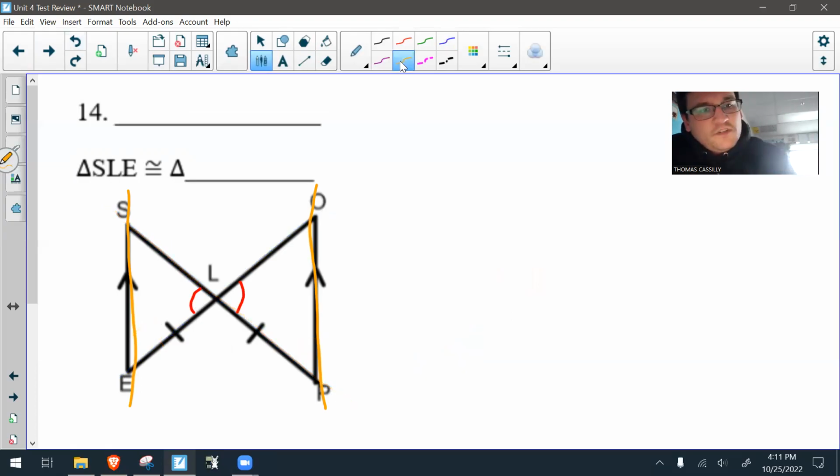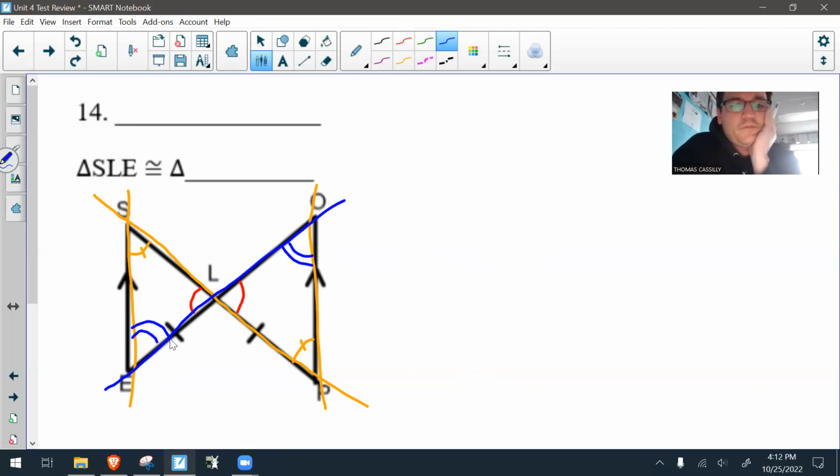Take 2. 14. So we have this transversal. So we know angle P is going to be congruent to angle S. Angle P is congruent to angle S because those are parallel lines. We also have another transversal up here that looks like this. Angle O is going to be congruent to angle E. Now this one, kind of interesting. Let's see what we got here.